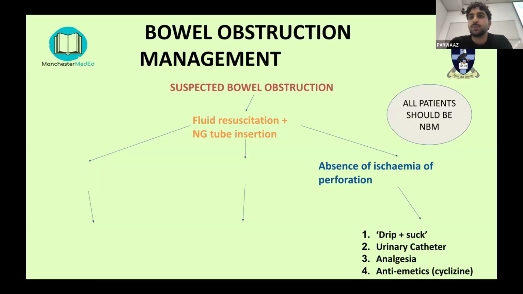And the reason I say this is because there have been incidents in the past where people have used antiemetics like metoclopramide, which are prokinetics. And these genuinely just worsen the obstruction and can lead to perforation very easily. So you always use something like an osmotic antiemetic like cyclizine for bowel obstruction.